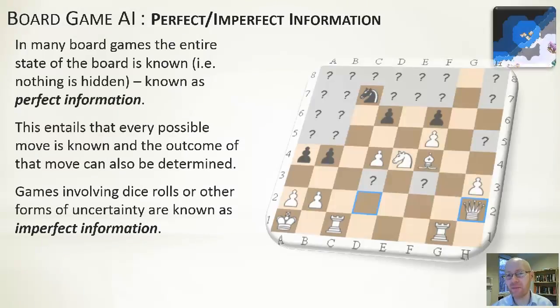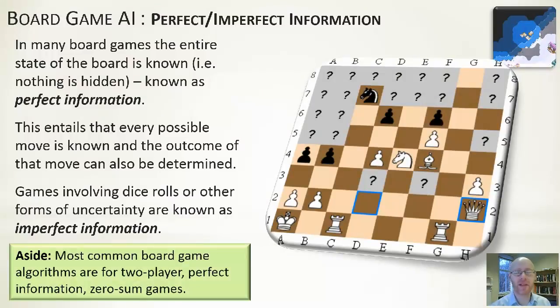Another entity that comes into this is the notion of information, if it's perfect or imperfect information. In a lot of board games, there's perfect information, which is to say you can look at the board and you can see every single piece that is in play, and all of the information that's associated with it is available and displayed there. Imperfect games are ones where some of the information is hidden.